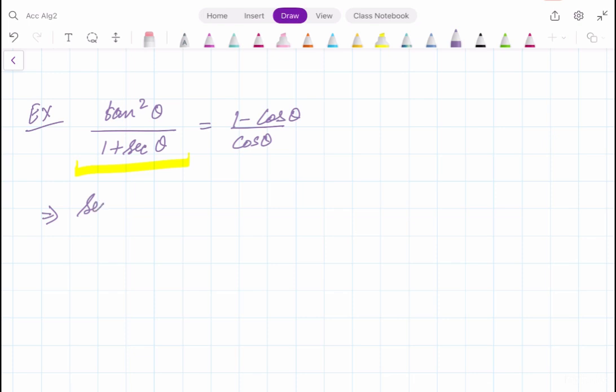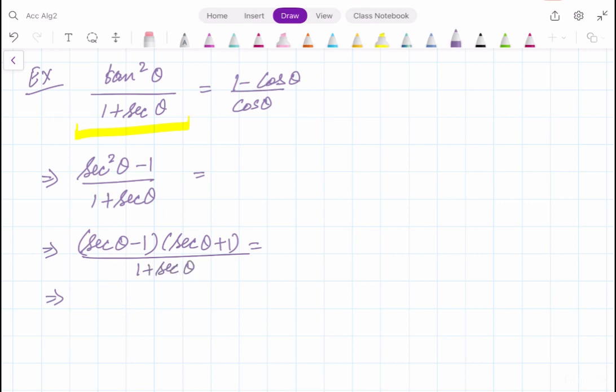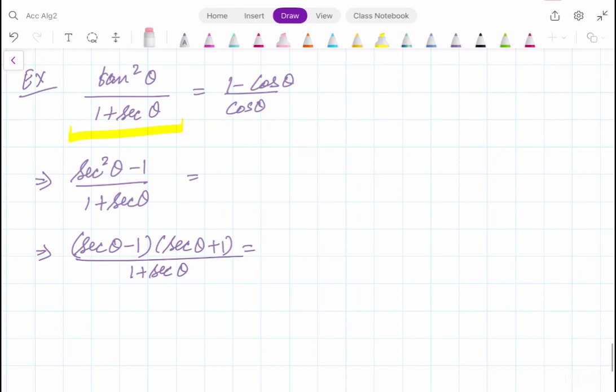So I can rewrite tangent squared theta as secant squared theta minus 1 over 1 plus secant theta. And secant squared theta minus 1 is nothing but a squared minus b squared, which is secant theta plus 1 times secant theta minus 1. And then we can cancel out secant theta plus 1 with 1 plus secant theta in the denominator.